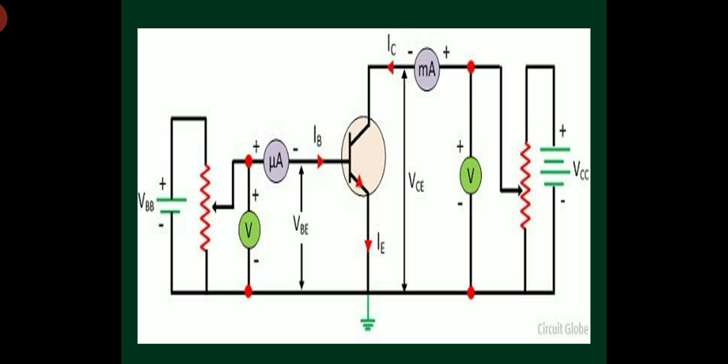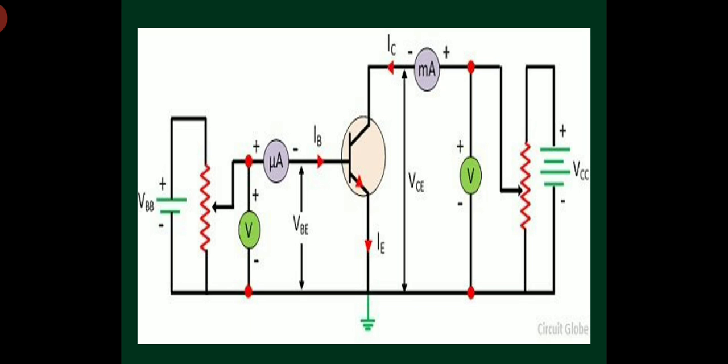Likewise, on the output side, the output junction must be reverse biased. To make the NPN transistor reverse biased at the output junction, I am connecting the positive of VCC to the collector terminal and the negative to ground. In order to measure the voltage VCE, I am using a voltmeter, and I am using a milliamp ammeter to measure the collector current IC. Here also the voltmeter is connected in parallel and the ammeter is connected in series, right?